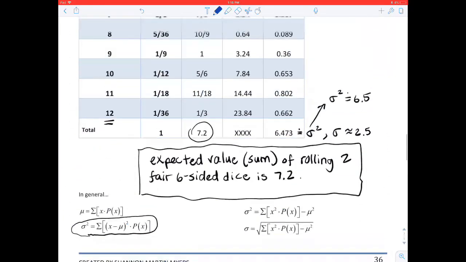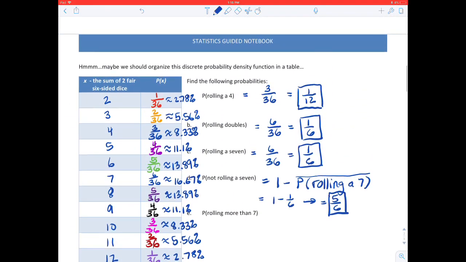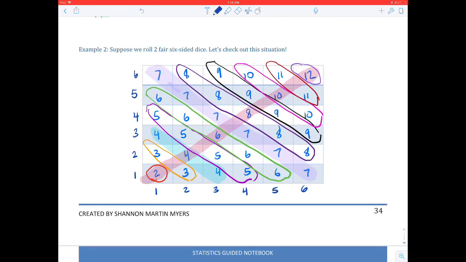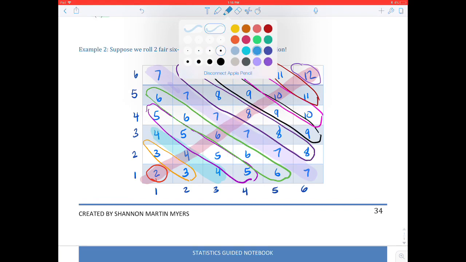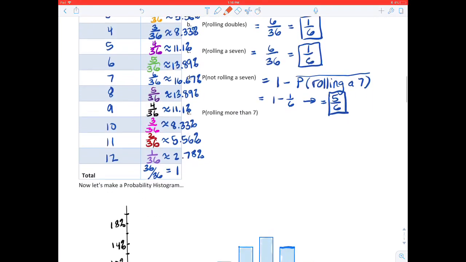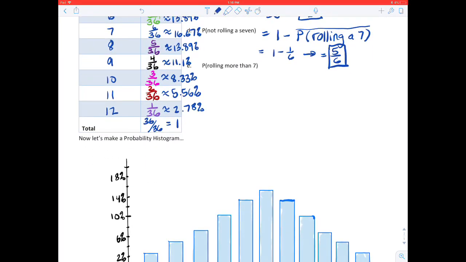Now, I just remembered that we forgot about this one, or I forgot about this one. So what's the probability of rolling more than a 7? What does that mean? Good. We want to look at the probability of rolling anything that's in all of these possibilities right here. So that includes the probability of rolling an 8, a 9, a 10, an 11, or a 12. And you can't roll an 11 and a 12 at the same time.